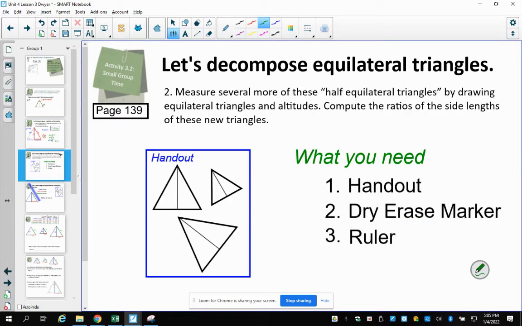So for this next activity, you're going to need to pick up a couple of things if you're in class. You need a handout with 3 equilateral triangles on it, and a dry erase marker, because this is going to be in a sheet protector, so you can write on it with the whiteboard marker. And then you need a ruler.